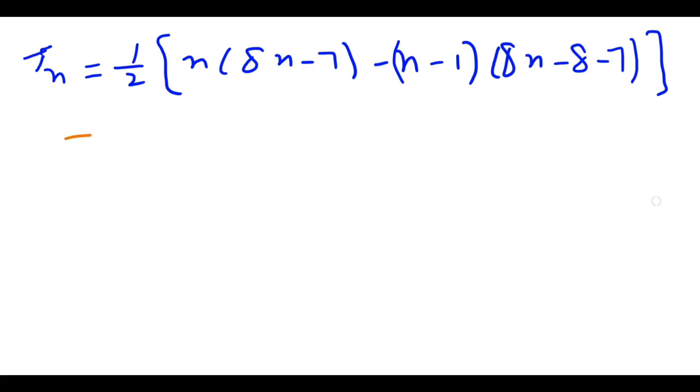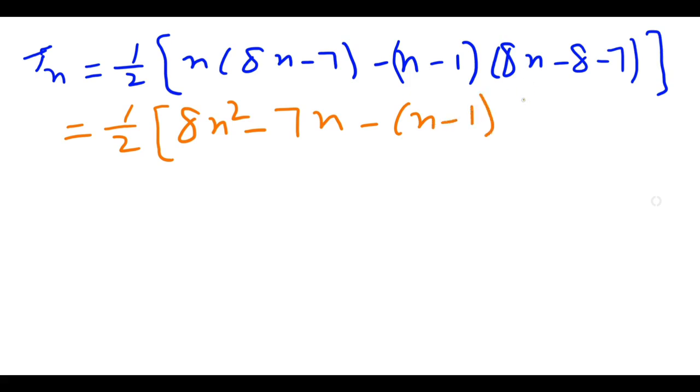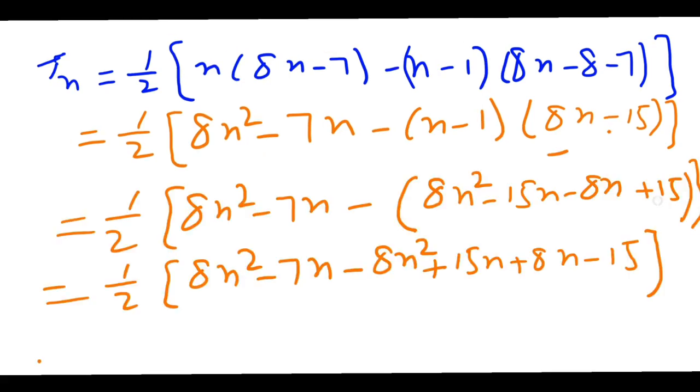So I'm going to further simplify. 1 over 2 big bracket, this becomes 8n square minus 7n and negative n minus 1, and this becomes 8n minus 15, big bracket close. So I further simplify, I multiply the negative inside. So this is my final expression.